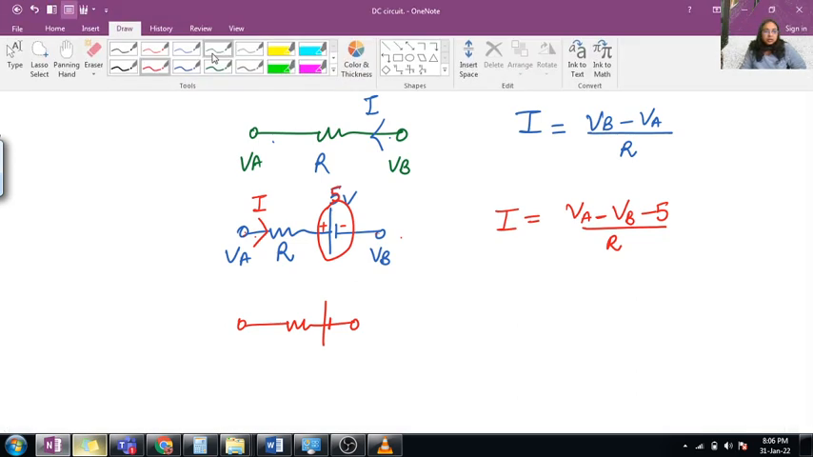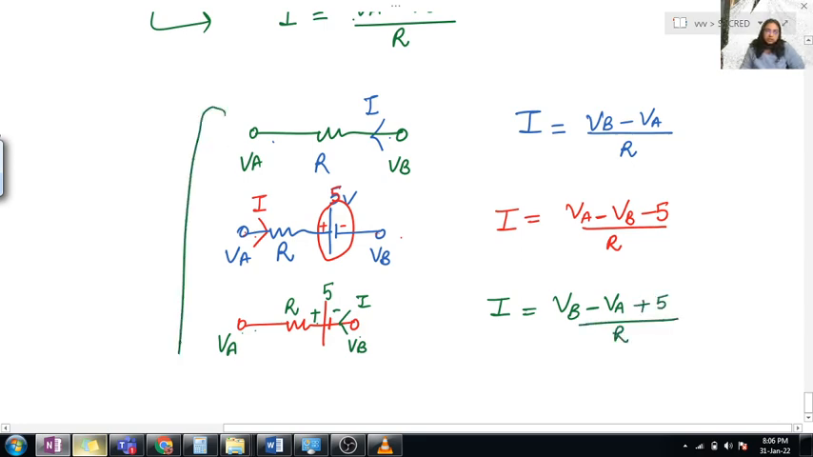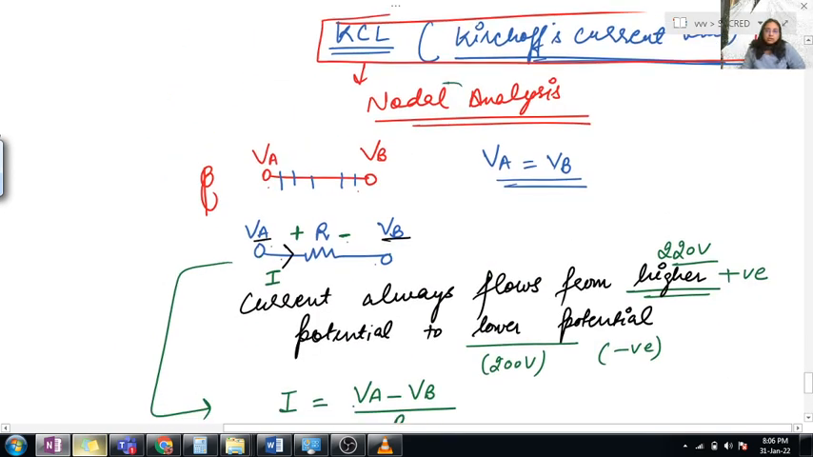I am taking another example, but in this case the current is flowing opposite to the previous case. This one is VA and this one is VB. Now the current is moving from VB to VA, and this one is again R with the 5 volt battery. In this case the value of current would be I is equal to VB minus VA, moving from higher to lower potential, and we take the second sign of the battery, which is positive, so plus 5, divided by R. Clear this thing? I'm telling you this because it would help you in nodal analysis, or Kirchhoff's current law.